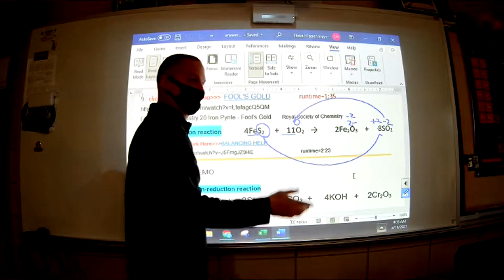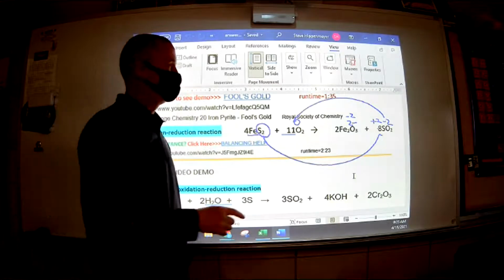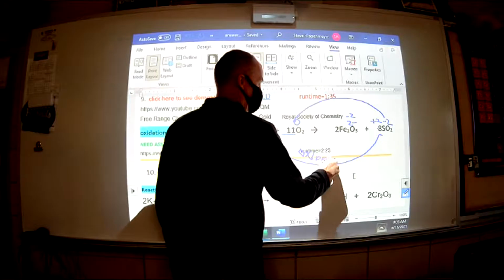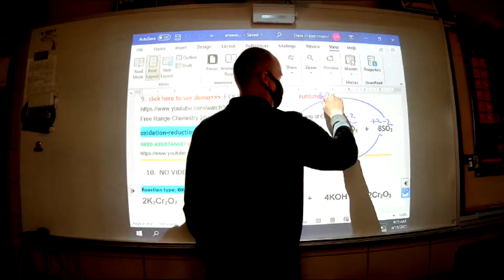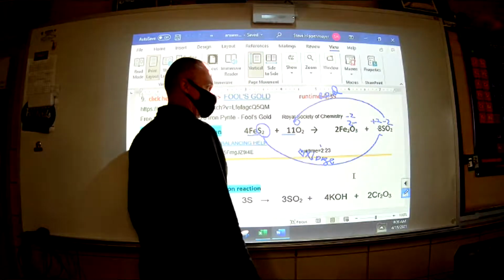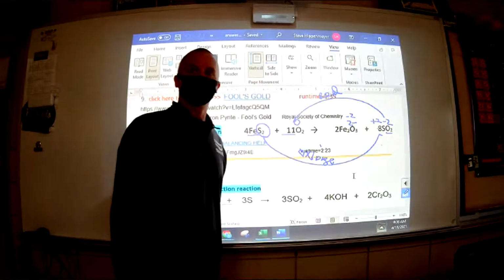If your number goes from minus up to plus, if your number increases, you're said to be what? Oxidized, yes? You're said to be oxidized. The oxygen went from 0 down to -2. Its number was reduced or lowered. Do you see why they say the term oxidized?